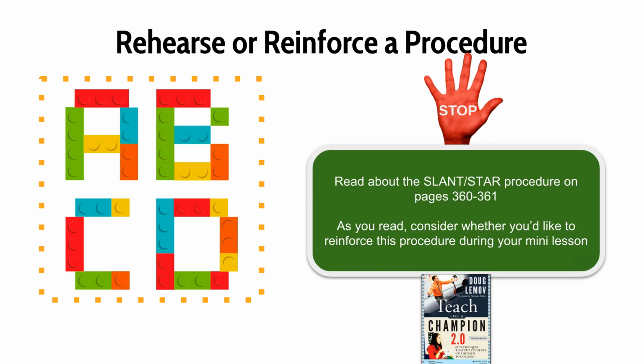One procedure that we recommend is a SLANT or STAR procedure, which is detailed in Teach Like a Champion 2.0 on pages 360 to 361. This procedure helps students know how to actively listen to the speaker and has strong classroom management ties. Read about the SLANT or STAR procedure and consider whether you'd like to reinforce this during your mini lesson.